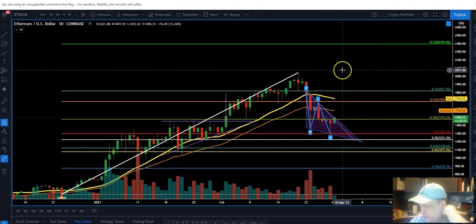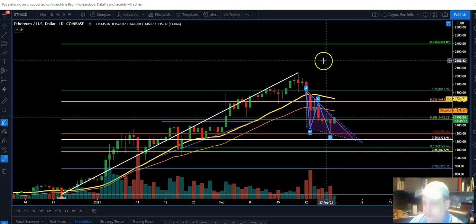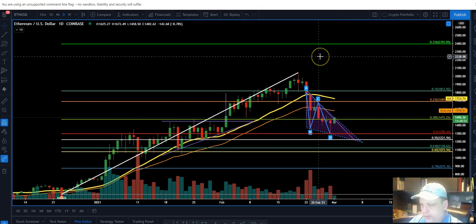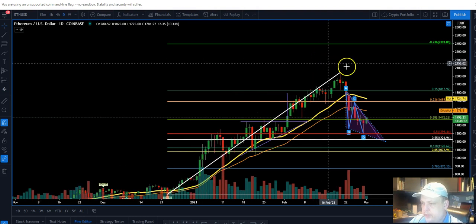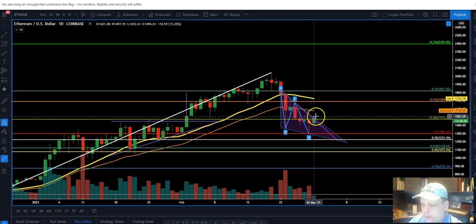So again, this is just the use of Fibonacci and triangles and chart patterns and setting up a trap and waiting for price action to fall into it, and then you taking the high probability trade once the breakout actually occurs and has been confirmed.